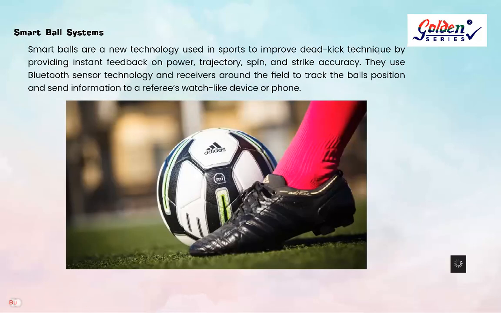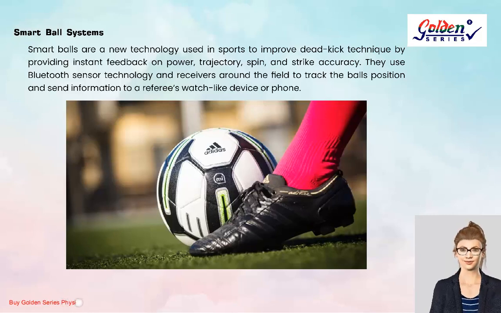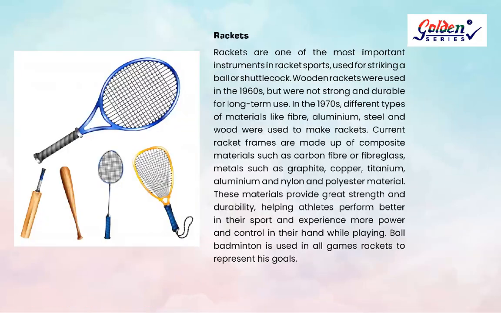Smart ball systems. Smart balls are a new technology used in sports to improve dead ball kick technique by providing instant feedback on power, trajectory, spin, and strike accuracy. They use Bluetooth sensor technology and receivers around the field to track the ball's position and send information to a referee's watch-like device or phone.